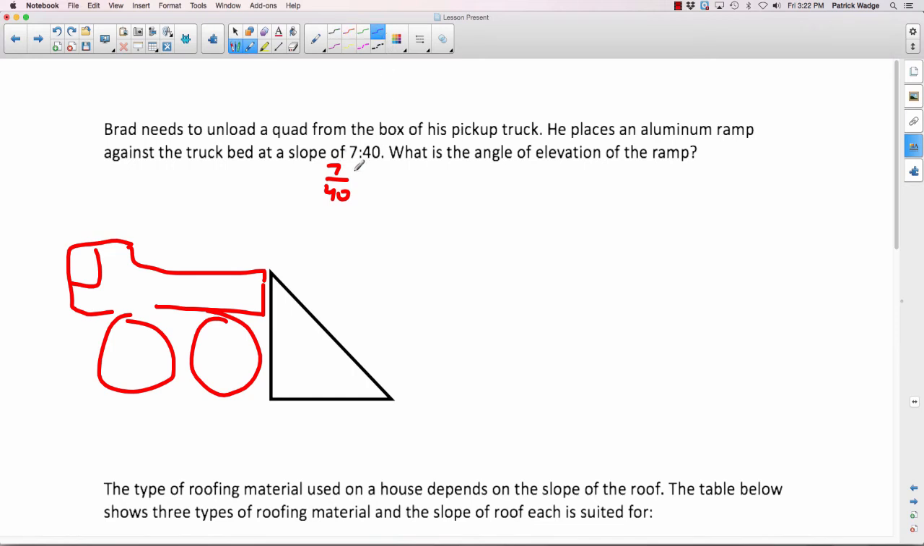Remember, if it's slope, what's the top number refer to? Rise. And what's the bottom number refer to? Run. Okay, so in our ramp right here, where's the 7 go? Right here for the rise, right? And the 40 goes right here. And what you need to do is figure out what's the angle of elevation. Well, this is the right angle. This is the angle of elevation. That's what we want to find out right there.